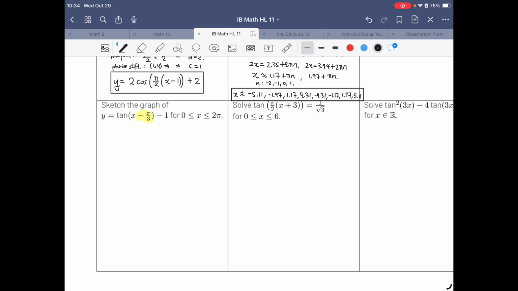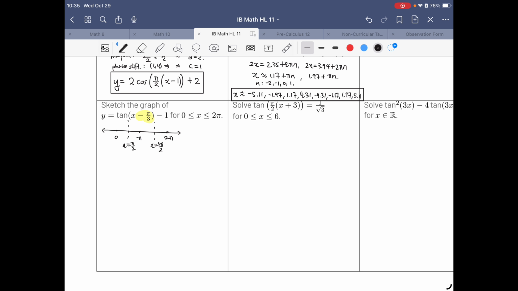So this means that I'm doing a phase shift by pi over 3, and it means that all my vertical asymptotes and all my x-intercepts are going to move by pi over 3. So originally, the x-intercepts were 0, pi, and 2 pi on the graph. If I just show you the x-axis, it looks like that. And then my vertical asymptotes used to be x equals pi over 2, x equals 3 pi over 2, but then they all move to the right by pi over 3.